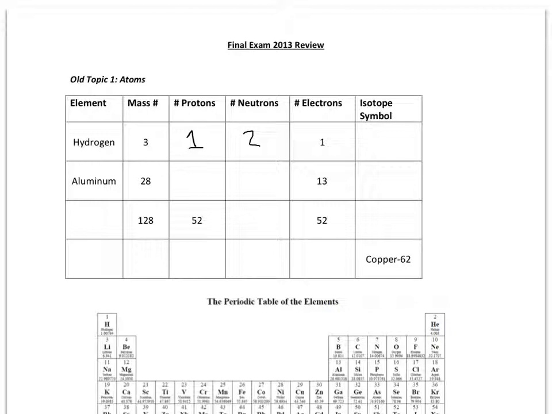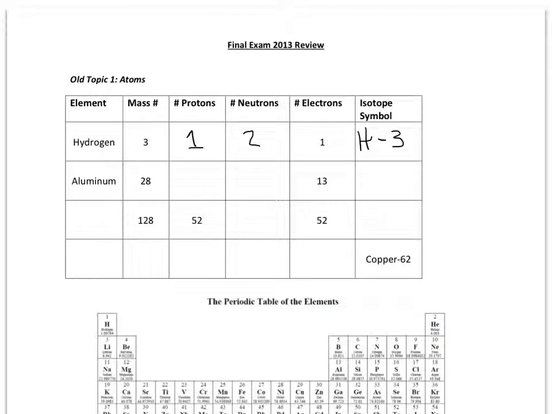And then our isotope symbol would just be the name hydrogen, or I'm just going to use the symbol so I can fit it in with a dash, and then the mass. Remember, the mass of this one is 3, so it would be H-3. This would be an isotope of hydrogen that has a mass of 3.